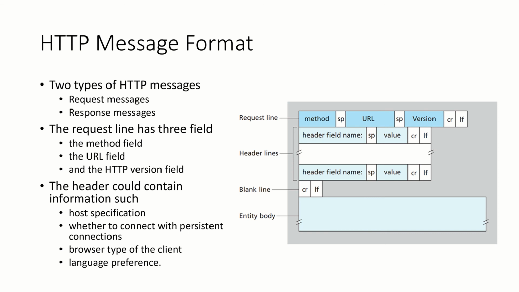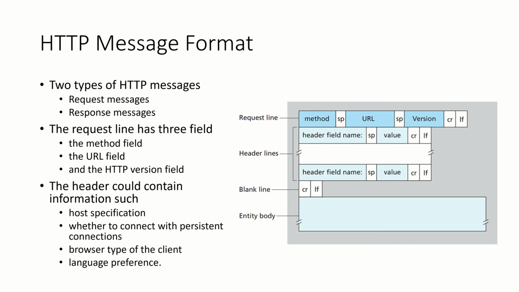This section is about HTTP message format. There are two different types of HTTP messages. They are request messages and response messages. The first line of an HTTP request message is called the request line. The subsequent lines are called the header lines.